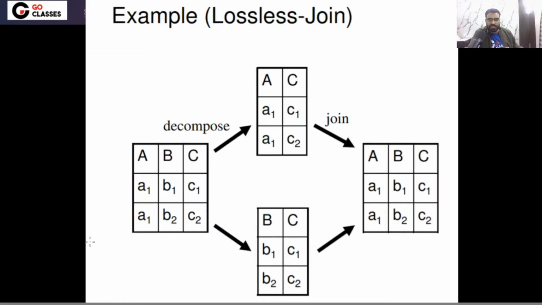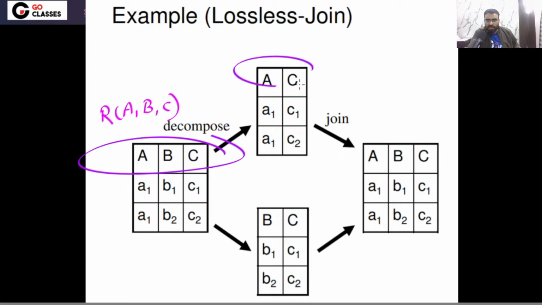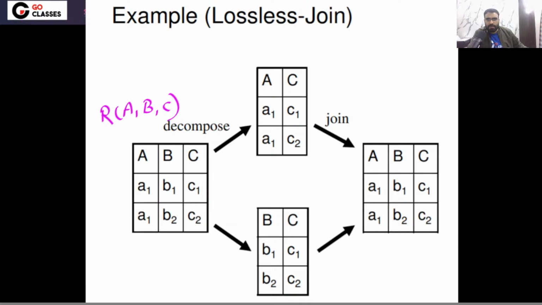Okay, so let's see this example. Here we have a table R. The schema of table R is ABC. Now we are decomposing this table into two tables. You can easily see that every attribute appears in at least one of these sub relations, and the schema of these two tables is a subset of the schema of R. So we are decomposing relation R into R1 and R2. The schema of R1 is A, C, and the schema of R2 is B, C.